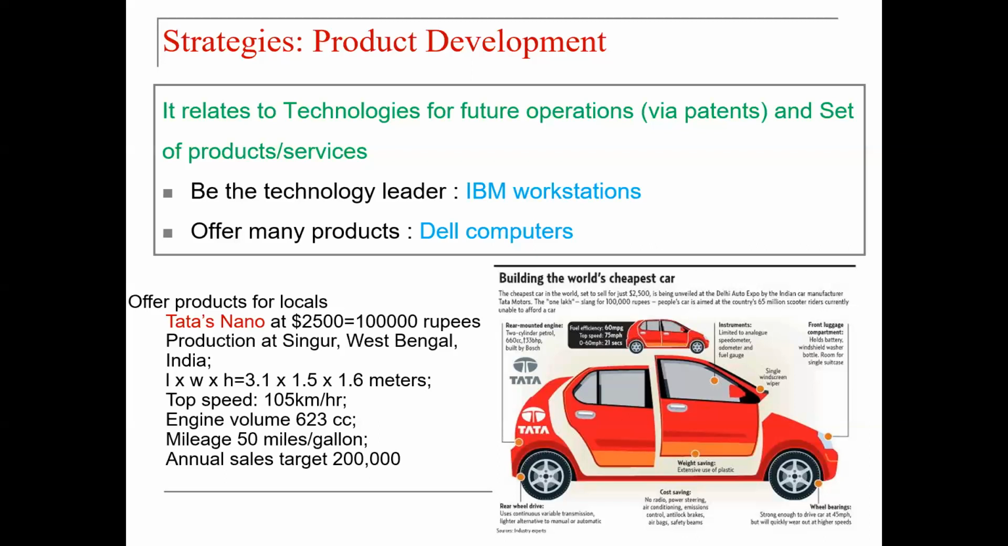So the idea is, this was trying to appeal to the country's 65 million scooter riders that were unable to purchase a car. So the idea was, okay, get a car for $2,500. We have the dimensions, the top speed, the engine volume, the mileage, 50 miles a gallon, not bad. And the annual sales target was 200,000 cars.